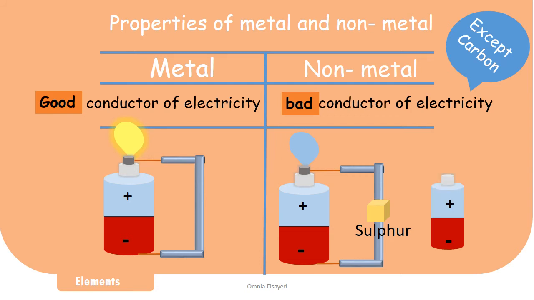Let's see. If you connect the battery with an electric wire which has a piece of carbon, the electricity passes into the wire and makes the lamp give off light. So, metals are good conductors of electricity, non-metals are bad conductors of electricity, except carbon, which is a good conductor of electricity. So, we use carbon to make batteries.